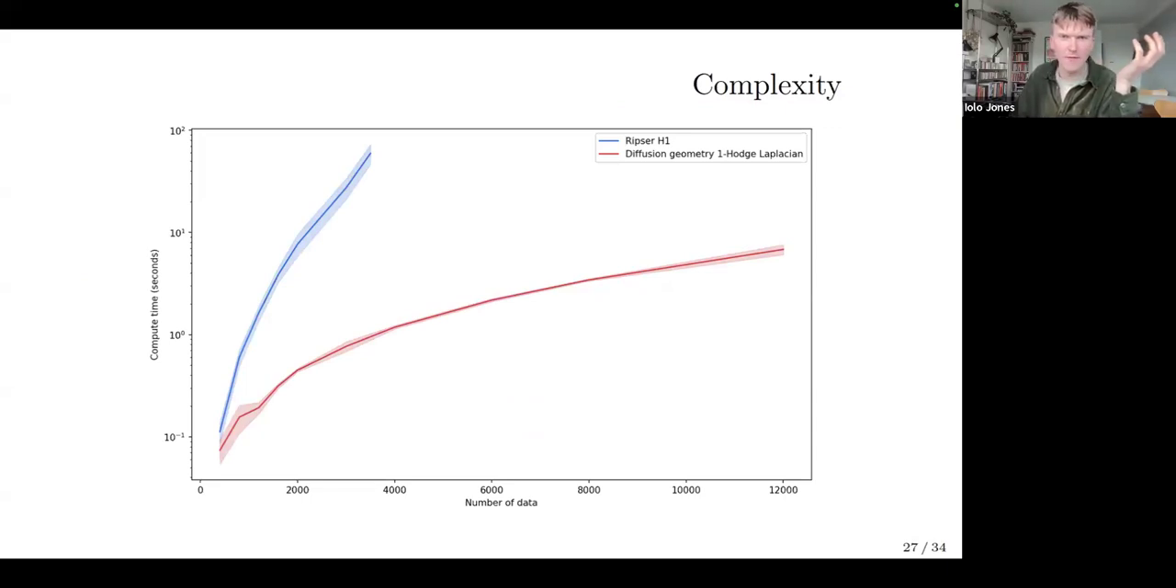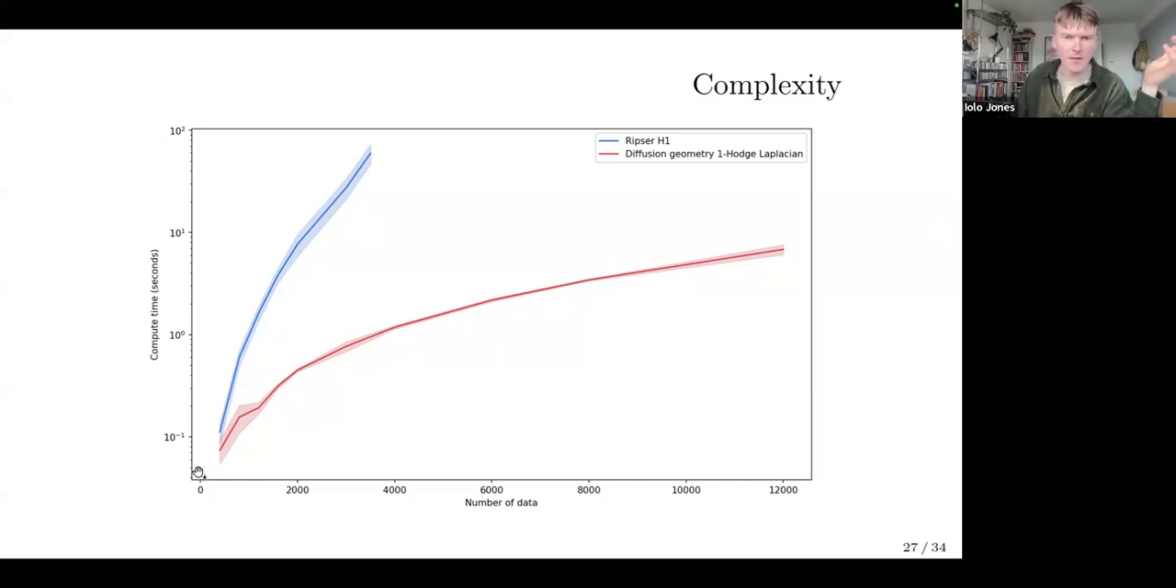So one is complexity, which I've alluded to before. In the TDA context, a relevant question is how you can compute the holes in a space. The way to do that in diffusion geometry is to diagonalize the Hodge Laplacian, which is the analog of doing persistent homology. To give a complexity comparison, this is doing that on a torus compared against Ripser, which is a highly optimized way of doing persistent homology.